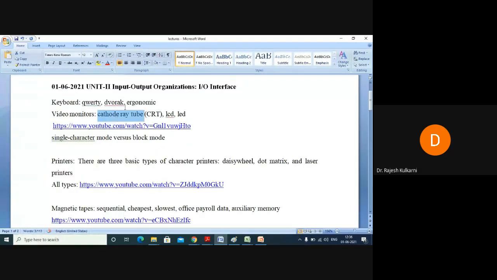As far as this cathode ray tube monitor is concerned, the monitor is either single character mode or block character mode. What is the meaning of single character mode or block character mode? Single character mode means online, everything will be transferred on the screen. While in block mode, suppose there are 10 characters to be printed on the screen, all those 10 characters will be copied into a temporary memory, and from that temporary memory they will go to the screen.